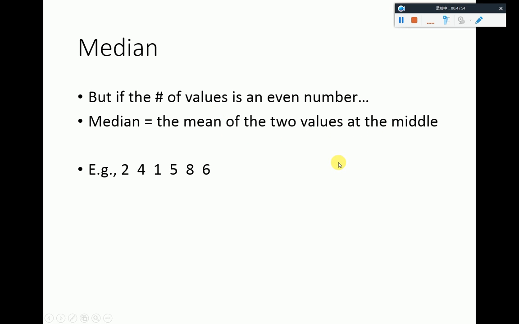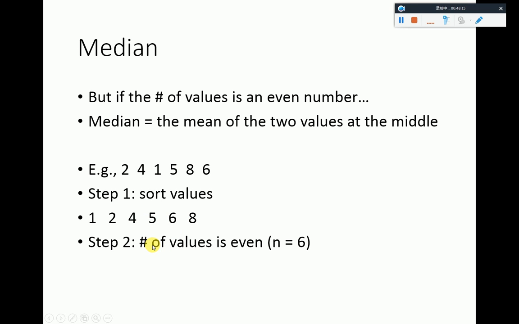Okay, so here's an example. We have the sample values 2, 4, 1, 5, 8, 6. First of all, we need to sort these values into order. Again, in ascending order, it will become 1, 2, 4, 5, 6, 8. Now we'll count how many values are there in the sample. So it's 6 values, right? 2, 4, 6, 6 values.